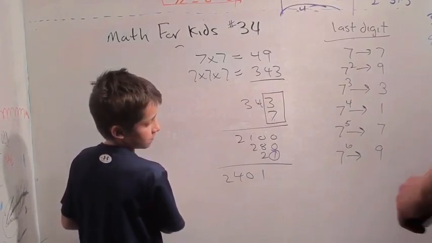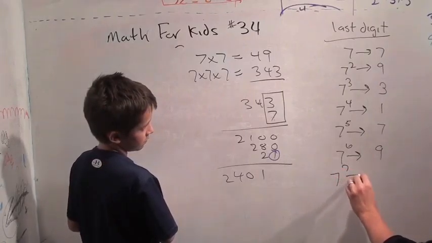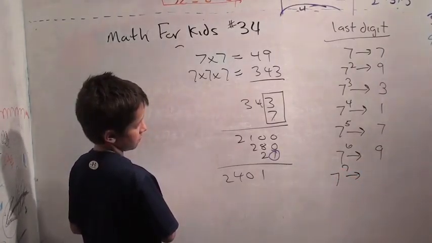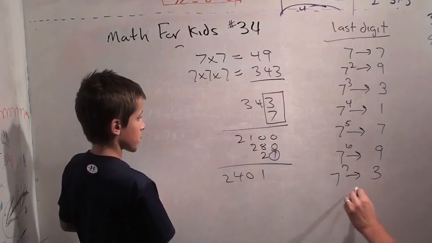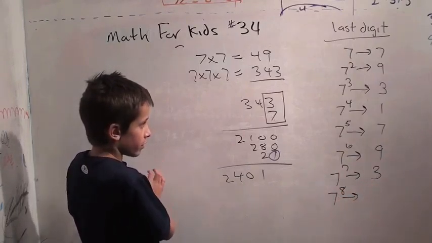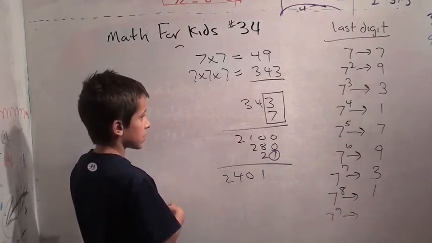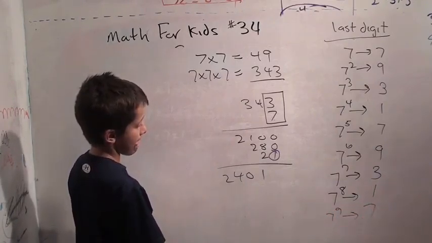Okay, let's see if we can see what the pattern is. 7 to the 6th is 9. 7 to the 7th, the last digit is going to be what? 3. 7 to the 8th, the last digit is going to be? 1. And then 7 to the 9th, the last digit is going to be? 7. Okay, so see if you can see a pattern.